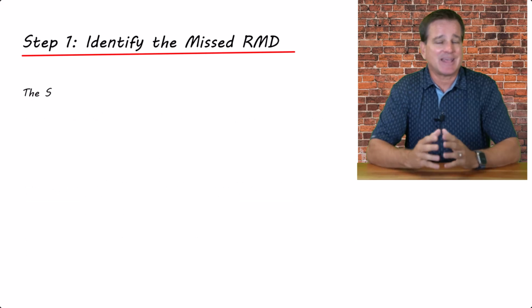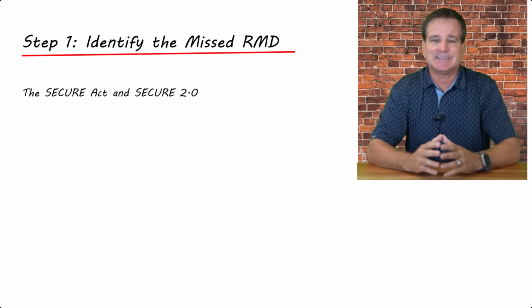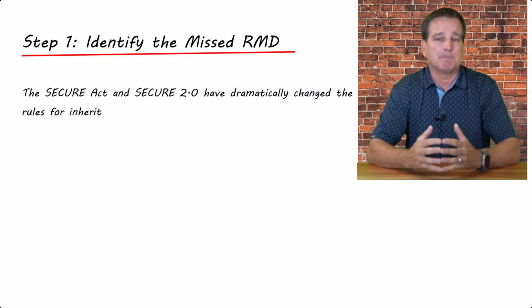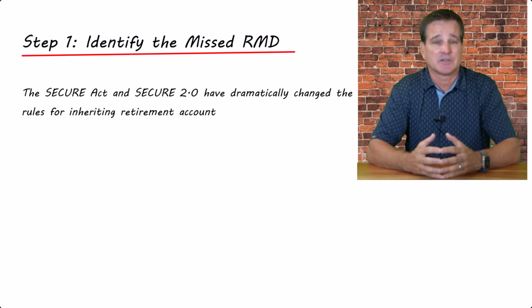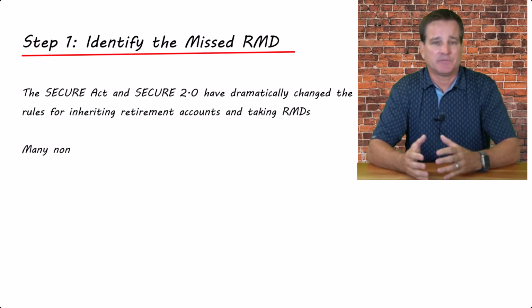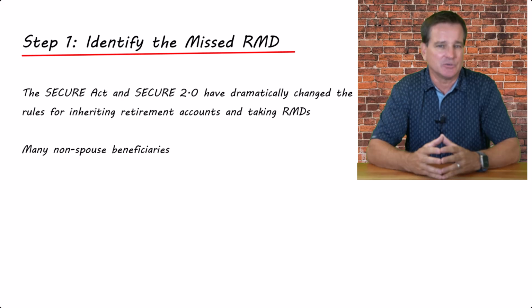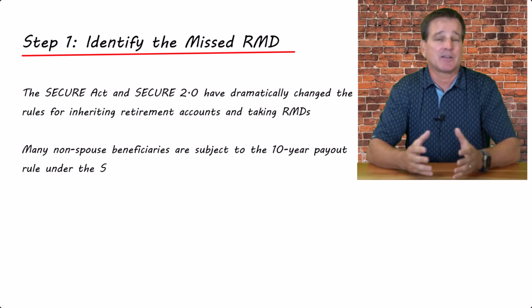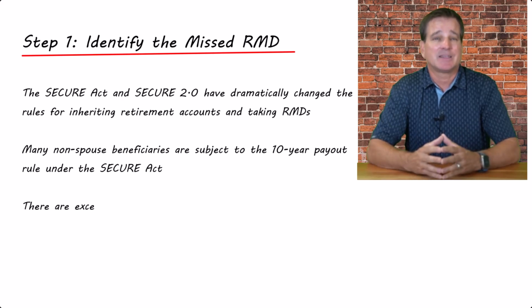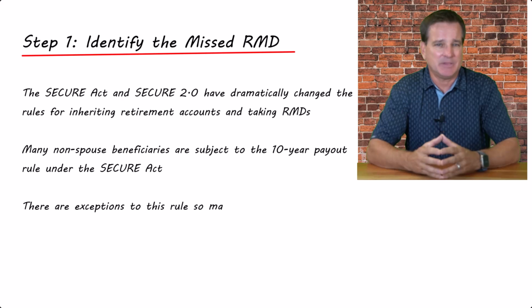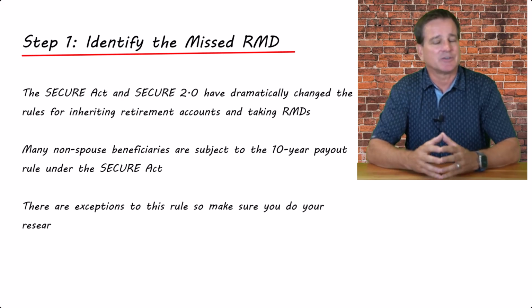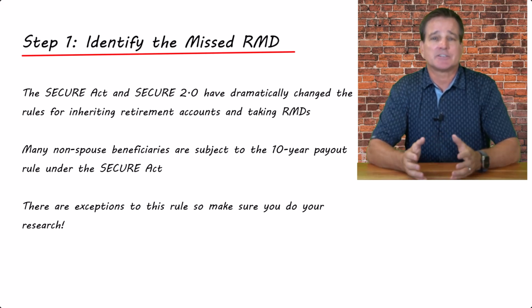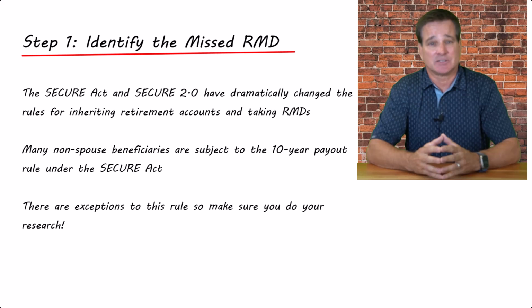The Secure Act and the Secure Act 2.0 have dramatically changed the rules for inheriting retirement accounts and taking minimum distributions from those accounts. Now, many non-spouse beneficiaries are now subject to a 10-year payout rule, where before they could stretch it out among their life expectancies. Again, these are classified as NEDB, where a spouse would be considered an EDB and eligible to stretch out those distributions and not subject to the 10-year rule.